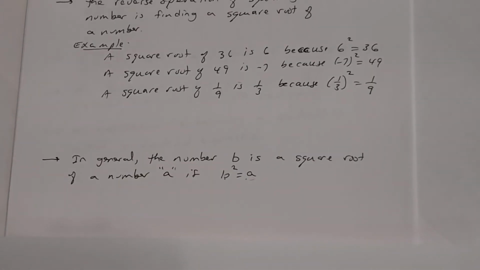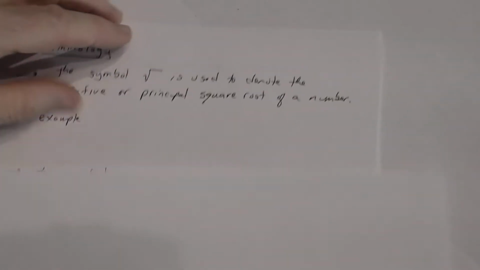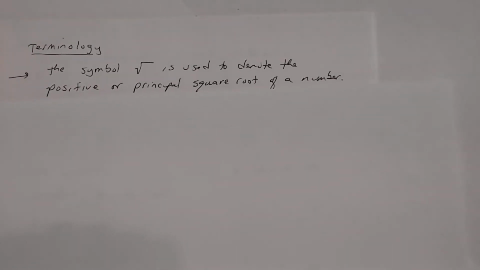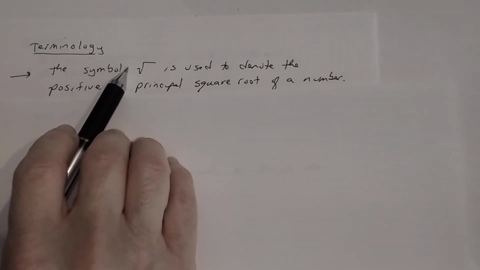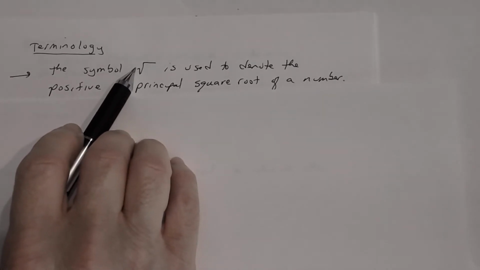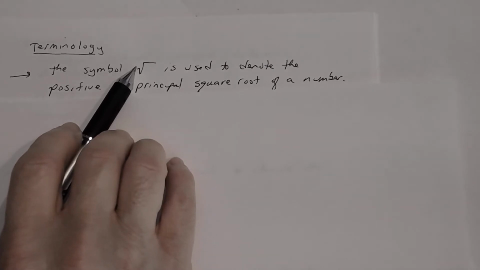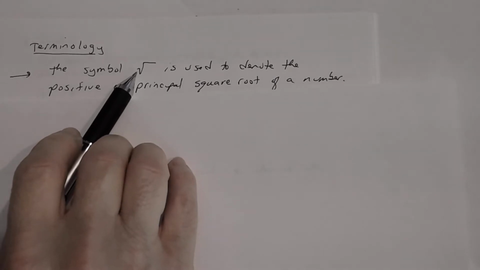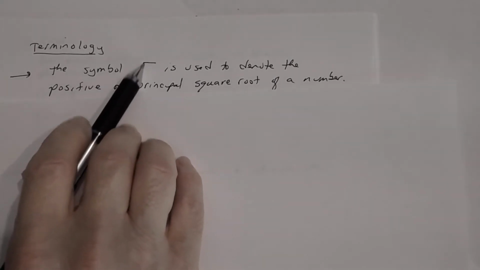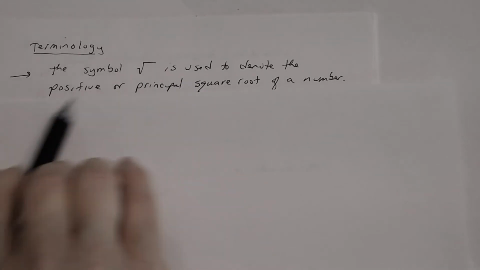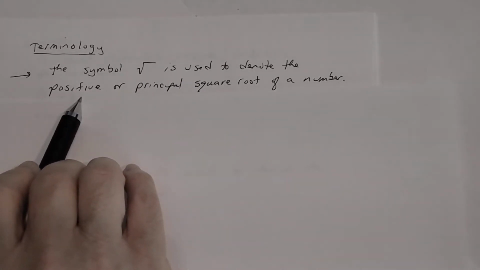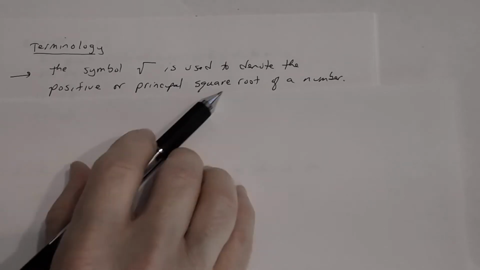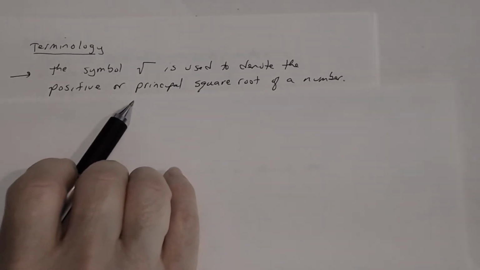let's look at terminology. All right, so the next thing we're going to look at is terminology. Okay, so you've all seen this symbol. And you've seen the symbol from when you were in probably middle school or even in lower grades than that. But remember, this symbol means square root. So this symbol right here, that looks like this, is used to denote the positive or the principal square root of a number. All right, so that's important.